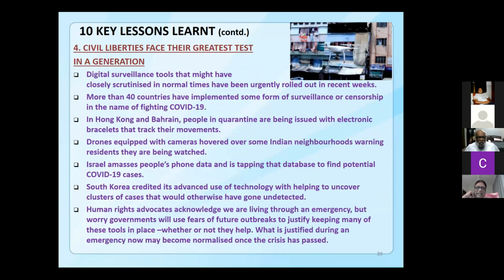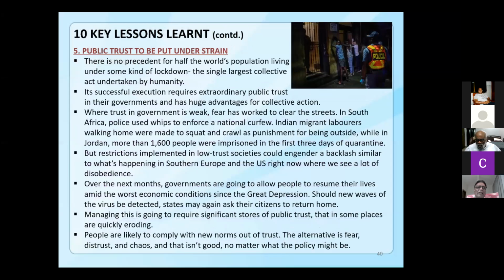Civil liberties face their greatest test. Many countries hesitated to put lockdowns because they thought, UK and other countries in Europe were hesitating. And today digital surveillance tools are being used. There's always the possibility that after COVID-19 is over, what's justified today may become normalized tomorrow. The public trust has to be put under strain because one of the important things is the public trust for the epidemic to be under control.